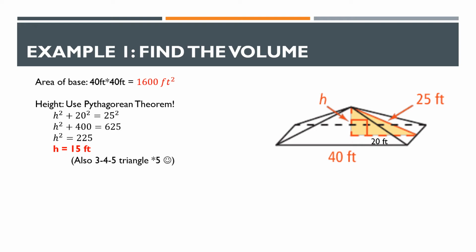By the way, if you were paying attention, you might have noticed that this is actually a 3, 4, 5 triangle multiplied by 5, right? 15, 20, and 25. 3 times 5 is 15, 4 times 5 is 20, 5 times 5 is 25.